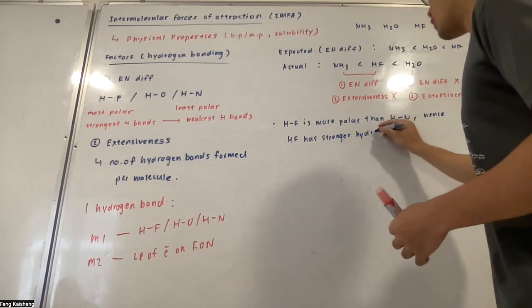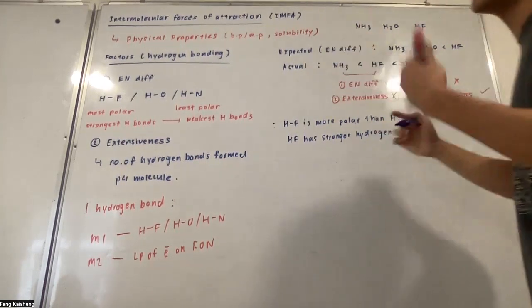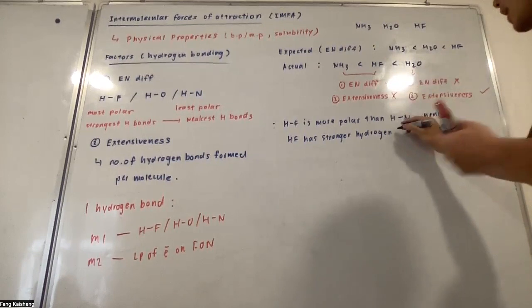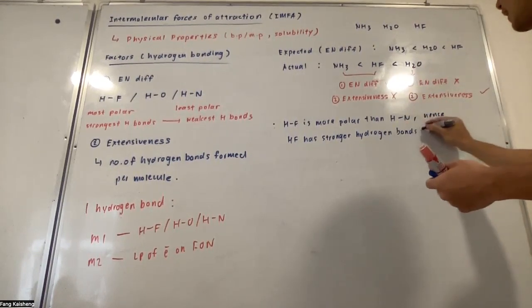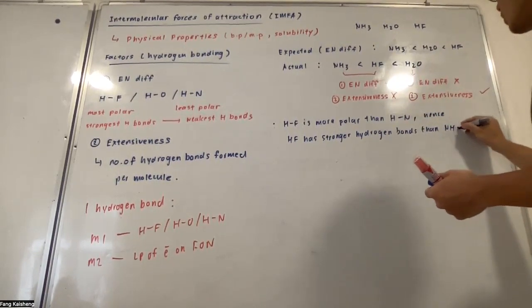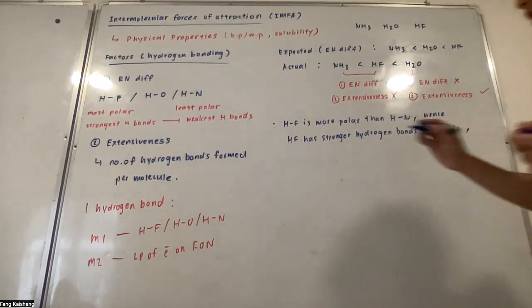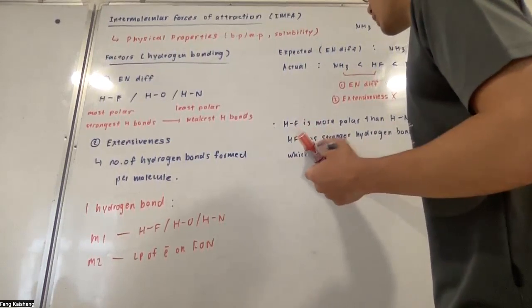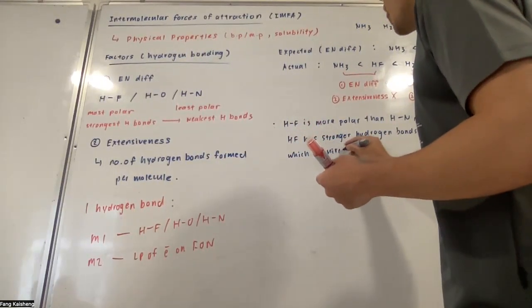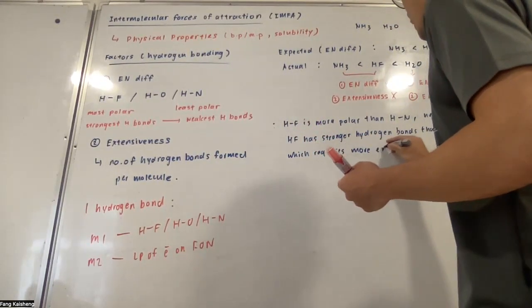Remember, let's go straight to the point. We don't have much time to explain this in the exam. HF has stronger hydrogen bonds than NH3. What's next? Which requires more energy to overcome.